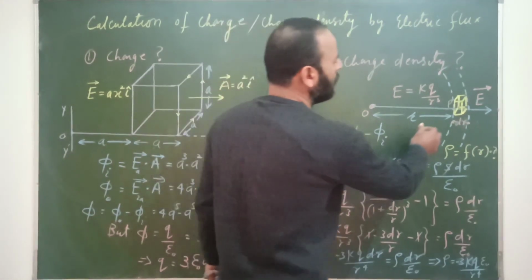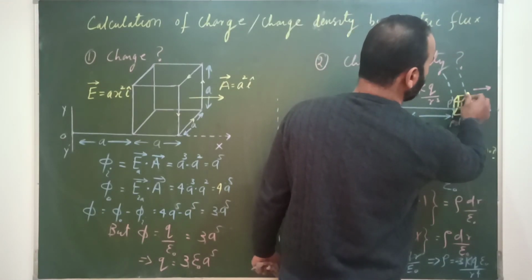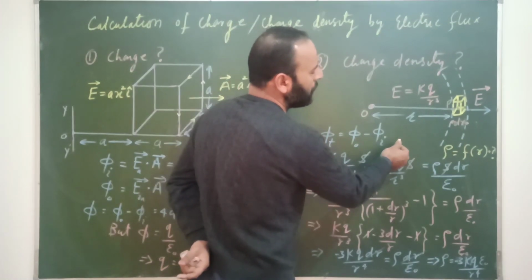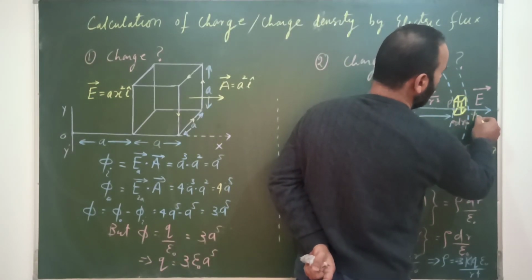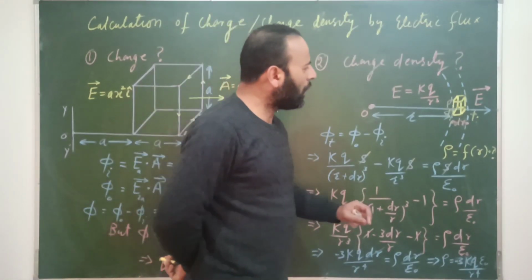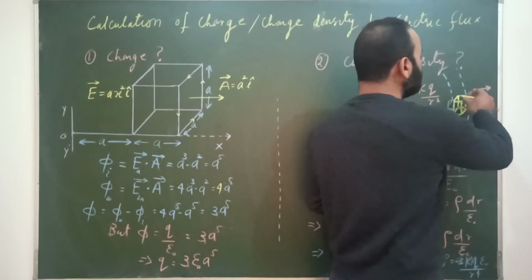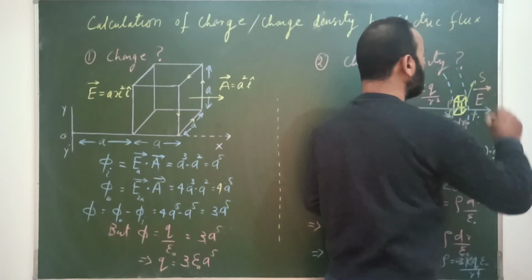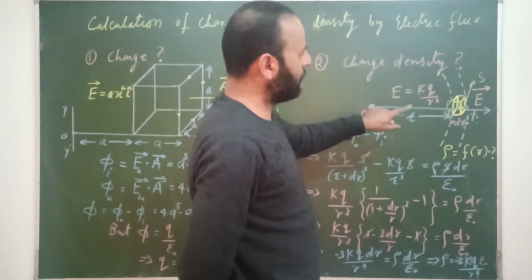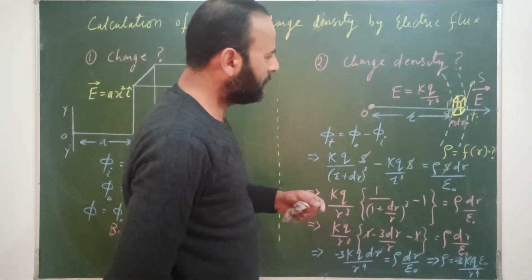Now phi total, that is the flux in this region of the surface of the sphere, is phi out minus phi in. So phi out is here and phi in is here. Now what is phi out? Suppose the surface area of this surface is S. Instead of taking the surface area of the whole sphere, 4 pi r squared, I am taking only S.